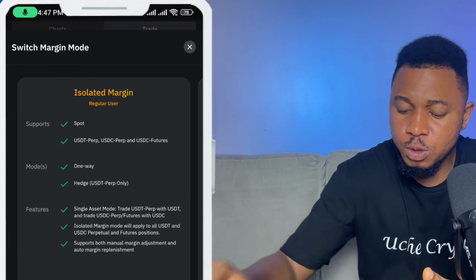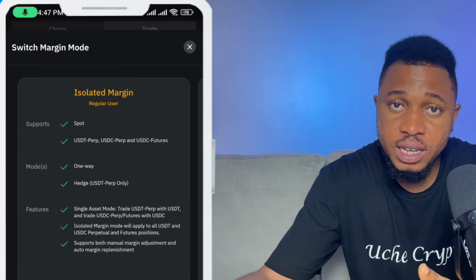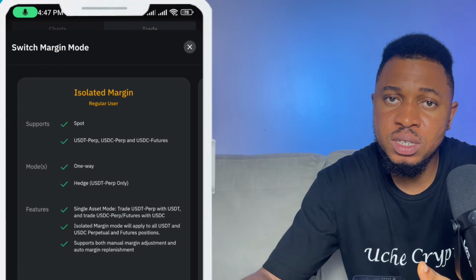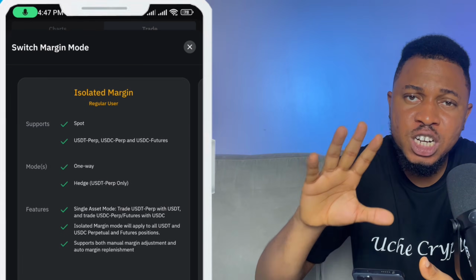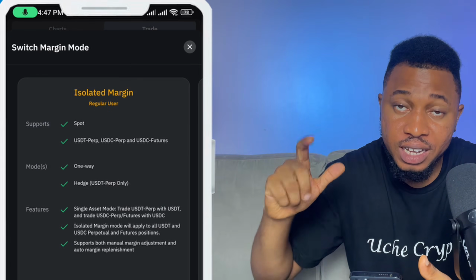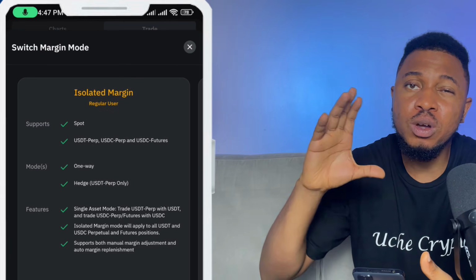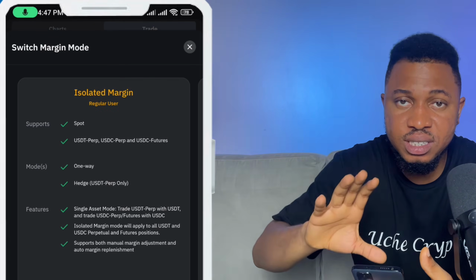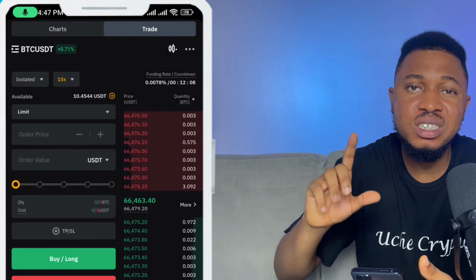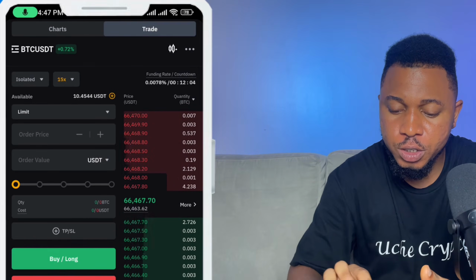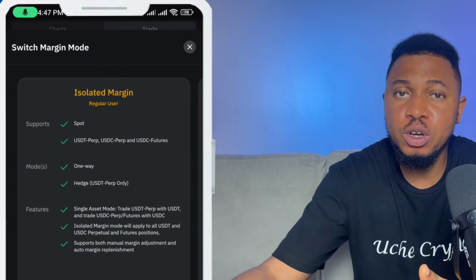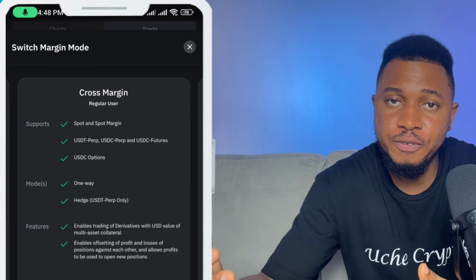But when it's on cross margin and I enter the trade with $5, if that trade goes against me to a point whereby I've lost my entire $5, my trade will not close because I still have $5 in my wallet. So it is until that remaining $5 is exhausted that my trade is going to close. So that is why I always recommend that if you're a newbie, start with isolated margin, because it is going to help you manage your risk effectively.